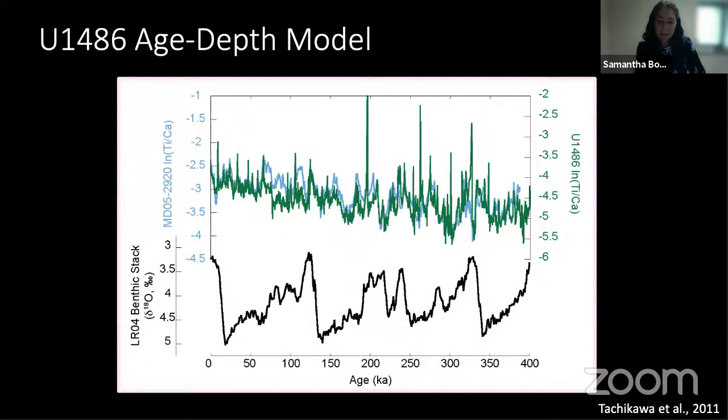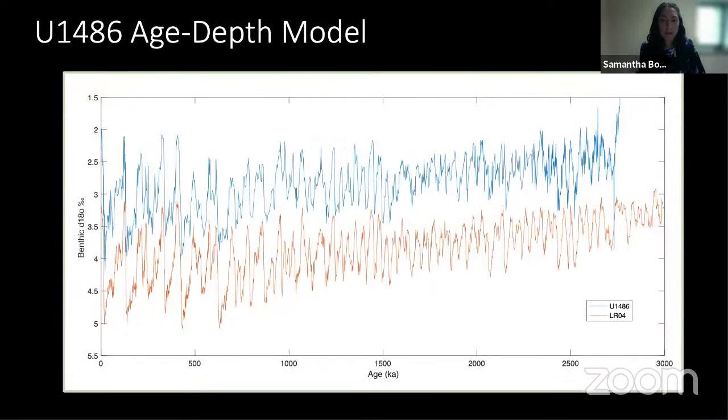The age depth model for this core is constrained in a couple of ways. For the upper 400 meters, we use the XRF core scanning to match to a nearby site that had a well-constrained age model from radiocarbon as well as benthic oxygen isotopes. This is a previously published record from Tachikawa et al. In blue, the log titanium to calcium ratio. And this is our site, the same thing, log titanium to calcium. We use that to map out the age model for the upper section of our core.